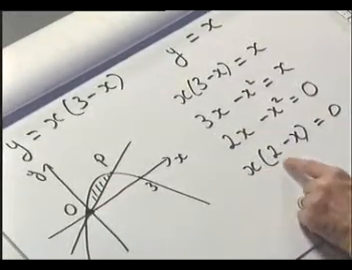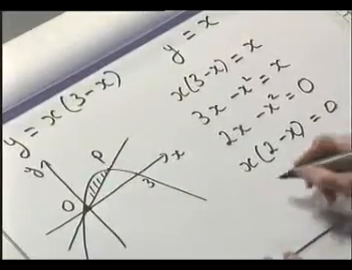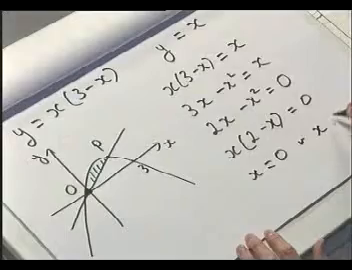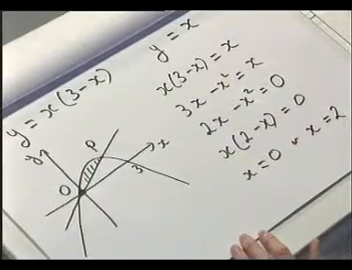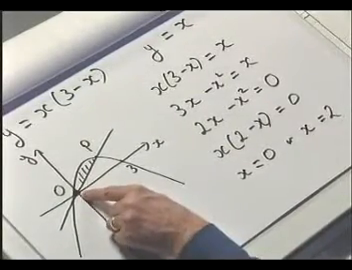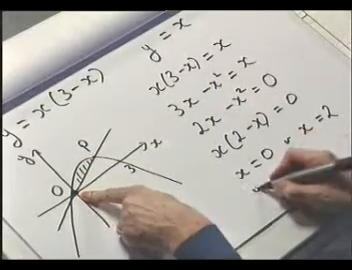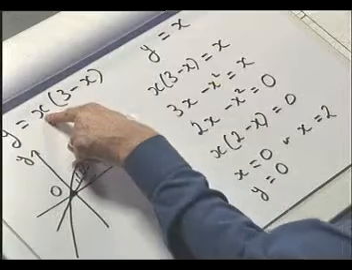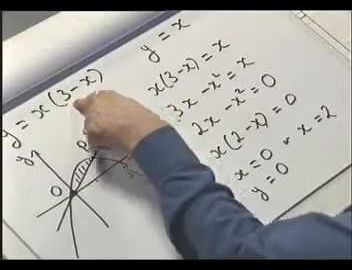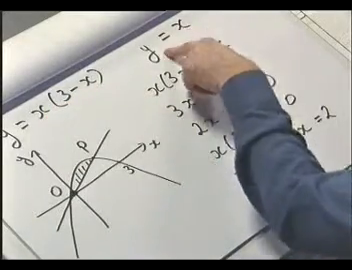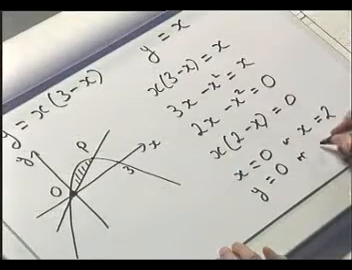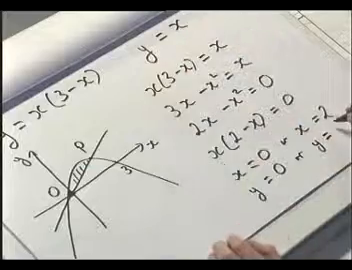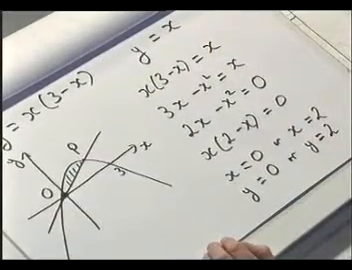Either the x can be 0 or the 2 minus x can be 0, so therefore x is 0 or x equals 2. So this is where x is equal to 0, here at the origin. When x is 0, y is 0. So we put 0 in there, we have 0 times by 3 is nothing. If we put 0 in there, we get nothing. Or y is equal to, well, this says y equals x, so presumably y must be equal to 2.